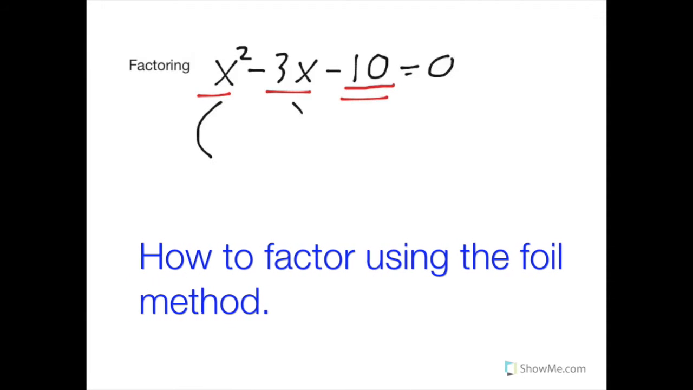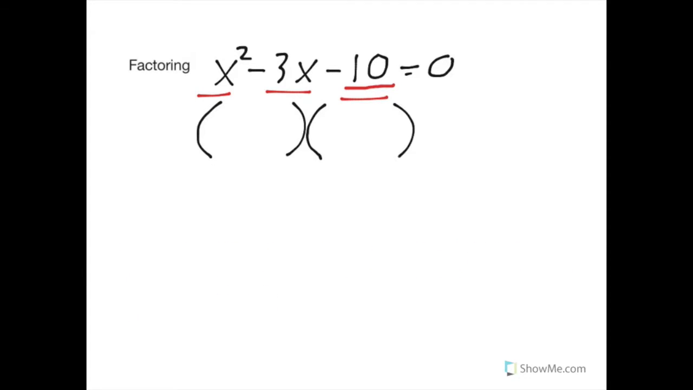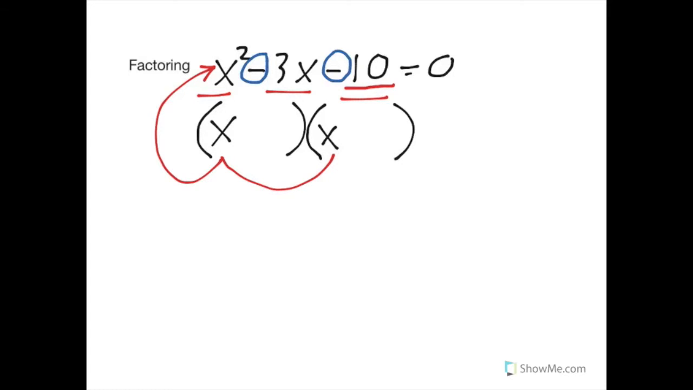If you remember, FOIL would be the best way to factor it. So you have an x here and an x here. x times x is x squared, so these two are equal to this term right here. And we see that there is a negative sign here and a negative sign here, so we instantly know that it has to be a plus and a minus. Remember, two negatives, always a plus and minus.